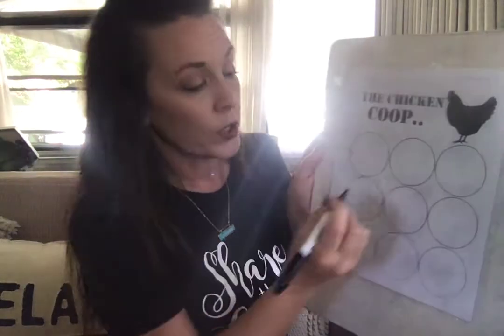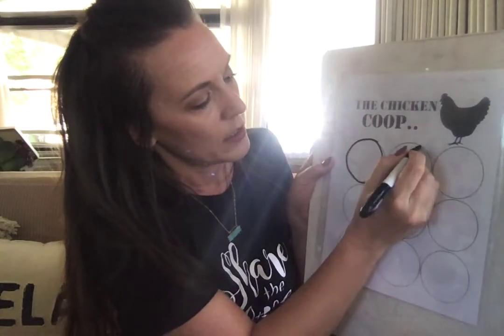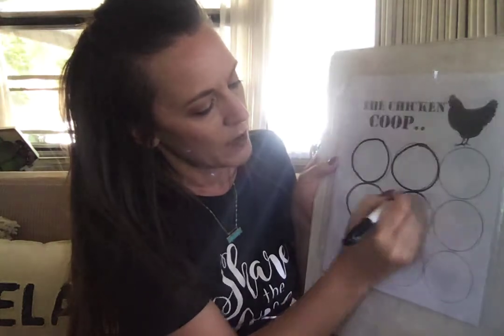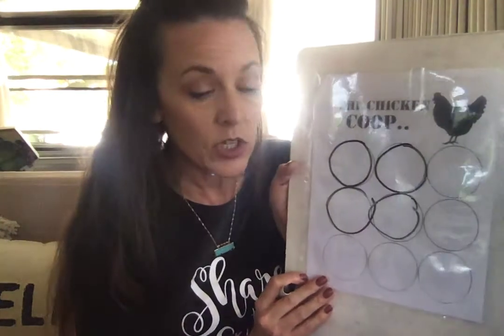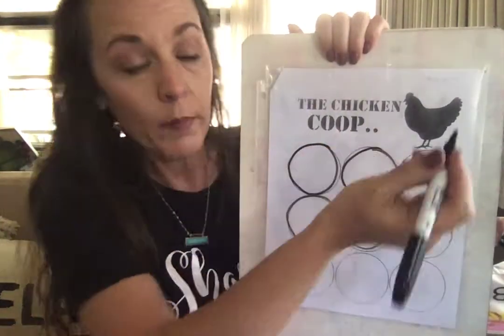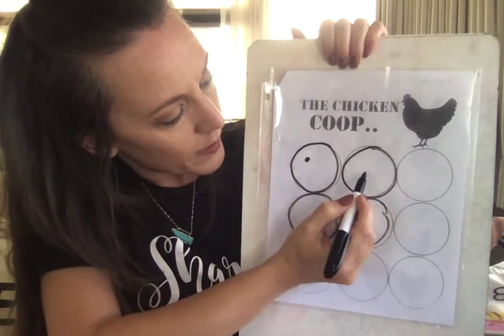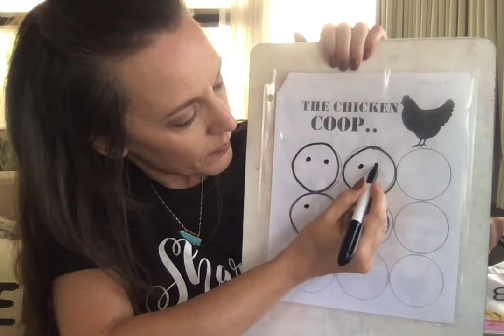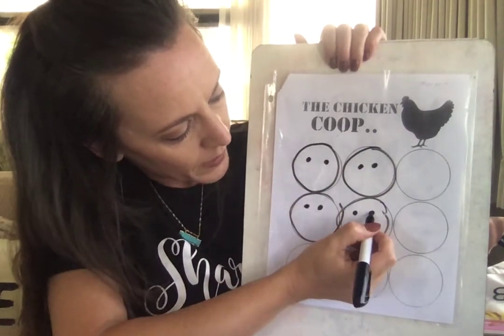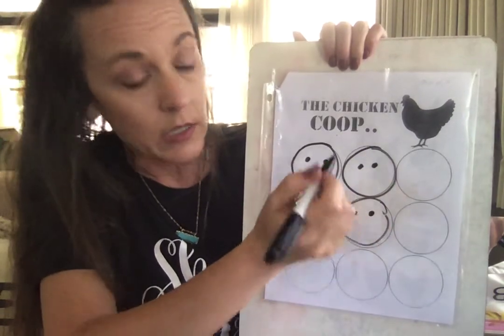So I'm going to try the second one. The second one says 16 chickens divided into 4 coops. So I'm going to use 4 coops this time. I'm thinking about 1, 2, 3, 4. I'm not going to worry about any of these others. I just want 4 coops, and I have 16 chickens divided into those 4 coops. So I'm going to fair share. 1, 2, 3, 4, 5, 6, 7, 8. I'm going to keep fair sharing until I get all the way to 16.